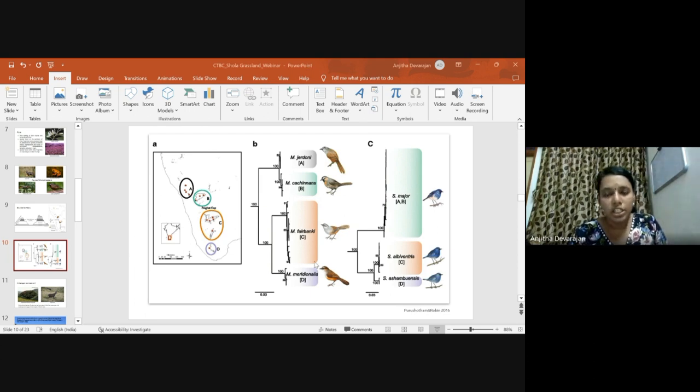So when they studied these laughing thrushes, what they found was that they are not actually related to other laughing thrushes in India. So they came up with a new genus, Montecincla. And also the shortwings are not similar to the other shortwings, and are more similar to the flycatchers, and they came up with the Sholicola genus. So this may actually be the first study on the in situ divergent evolution of birds in India or in Western Ghats.